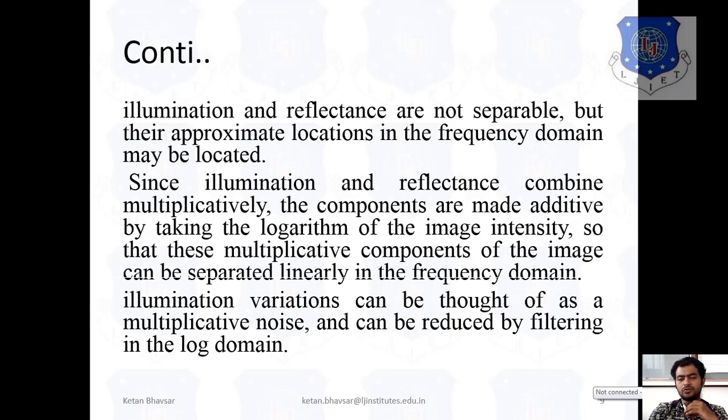Illumination variations can be thought of as multiplicative noise and can be reduced by filtering in the log domain. So basically when we're talking about the filters that we have, we have to deal with the logarithm domain, because the content of noise can be minimized when we convert the data into the logarithm format, and also we can try to reduce it as much as possible. So this filter is very popular when we are dealing with high frequency content, with real time data, and it can be captured in sunlight and high illumination.